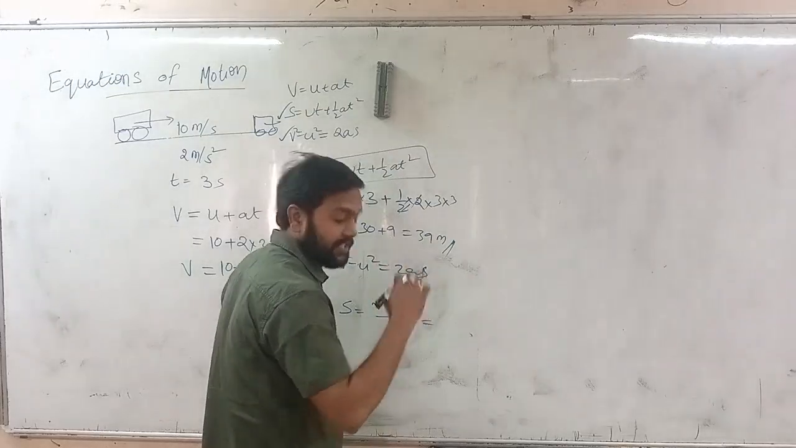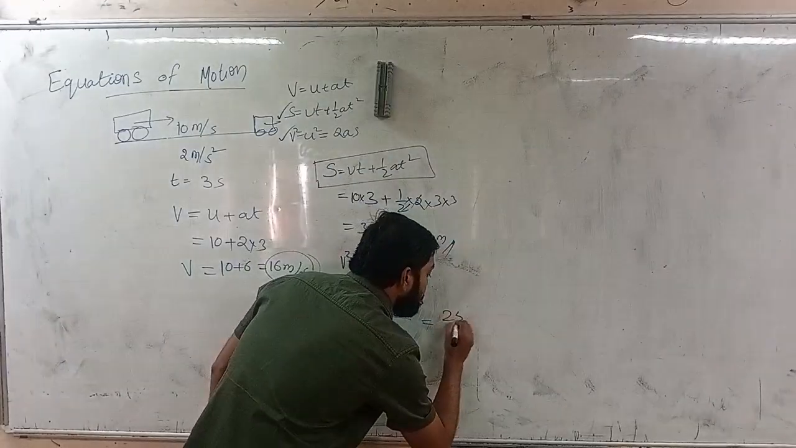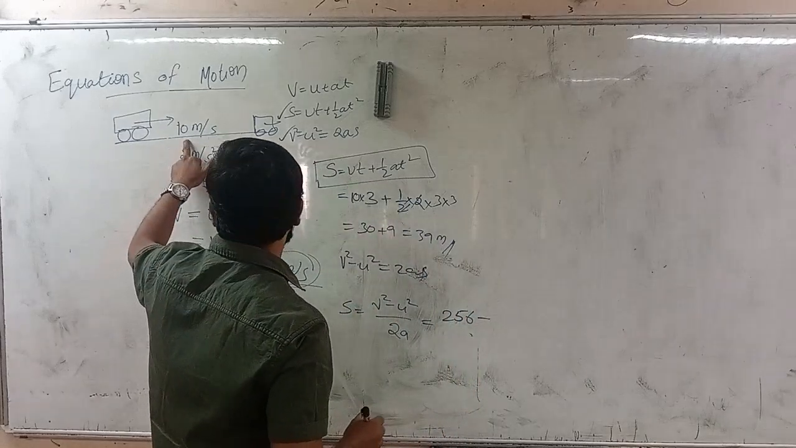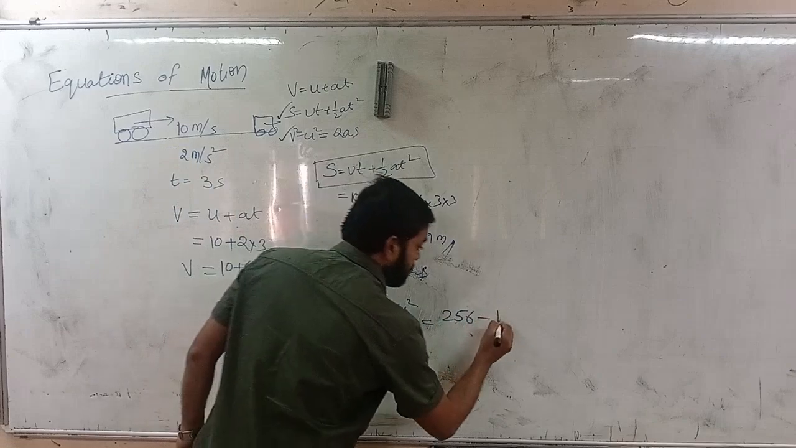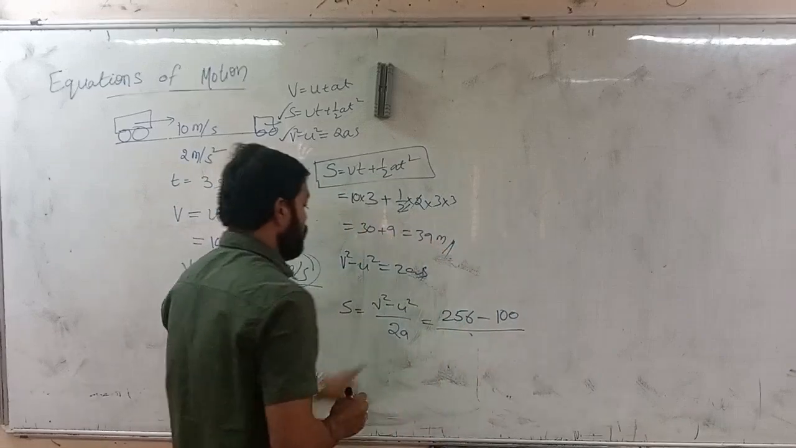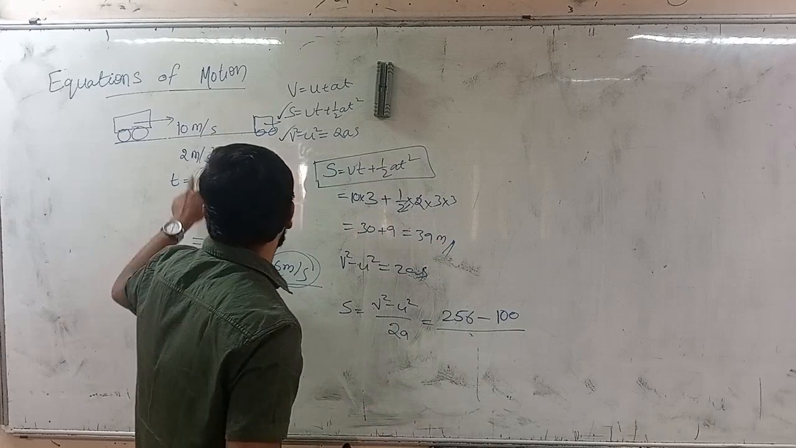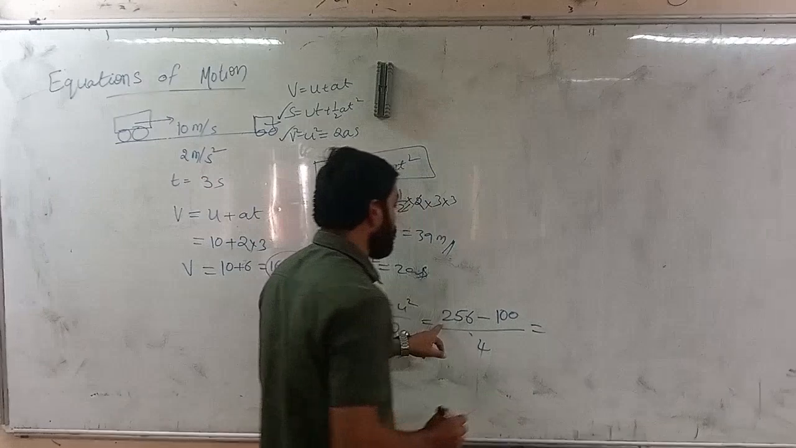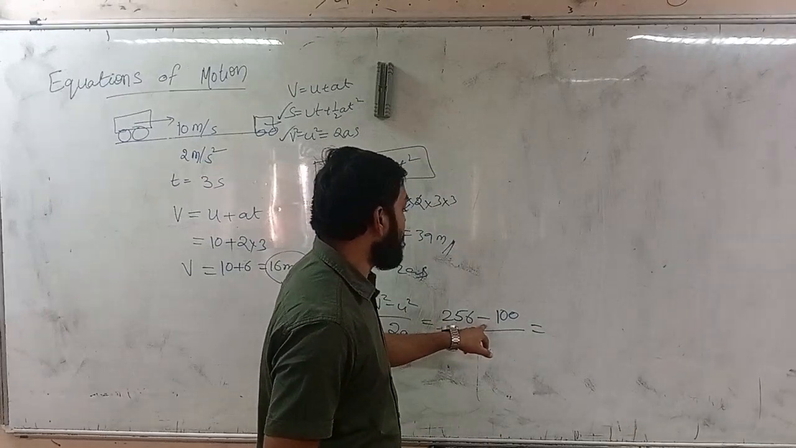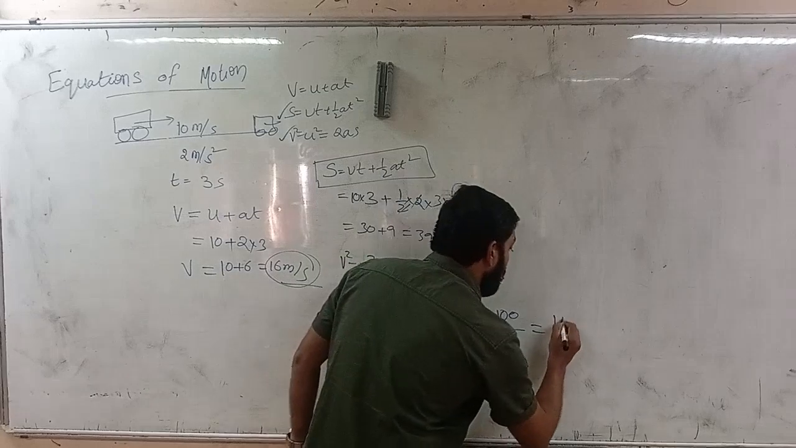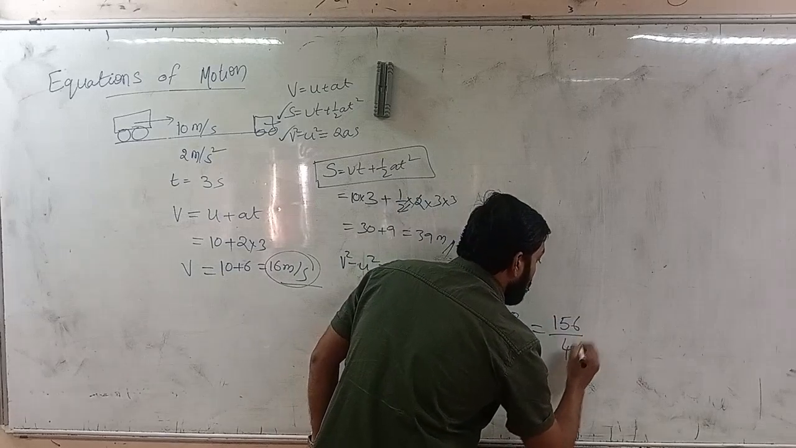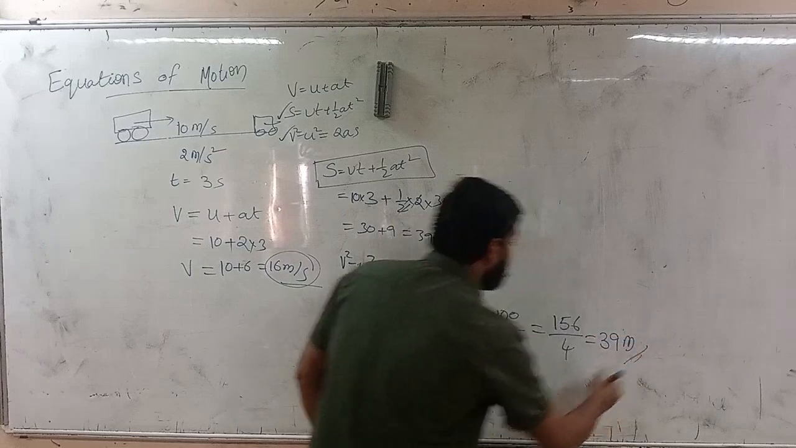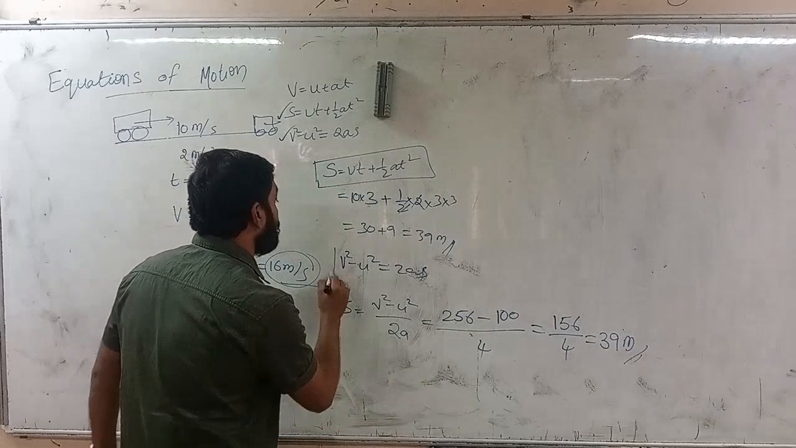So 16 square is equals to 256 minus u square. U is equals to 10, 10 square is equals to 100, by 2 times of a. 2 into a. A is how much? 2. 2 into 2 is 4. That is equals to 256 minus 100, that is equals to 156 by 4. By doing this, we are going to get 39 meters. So we can use any two formulas.